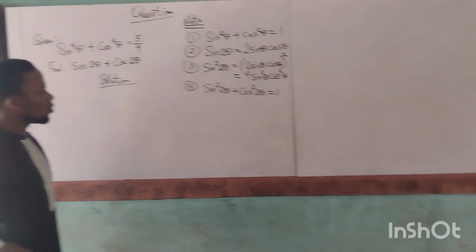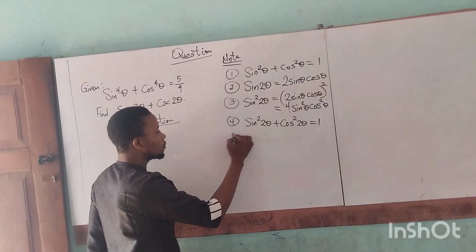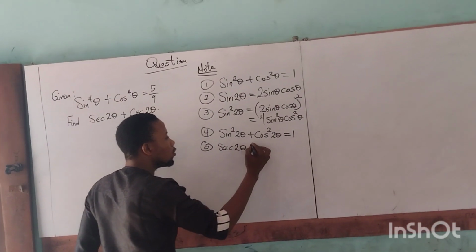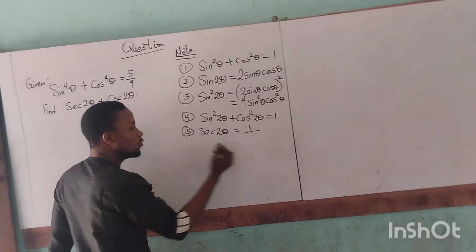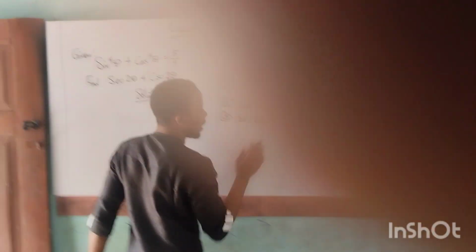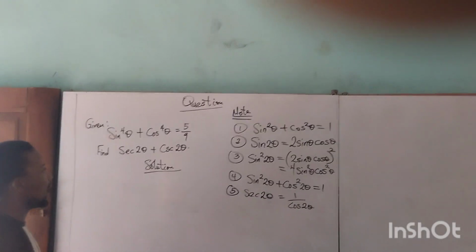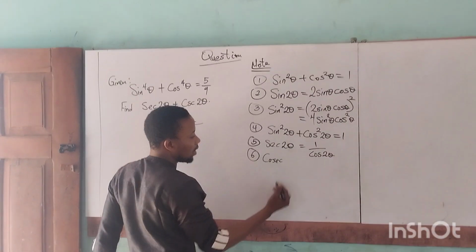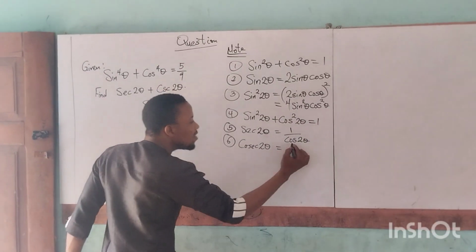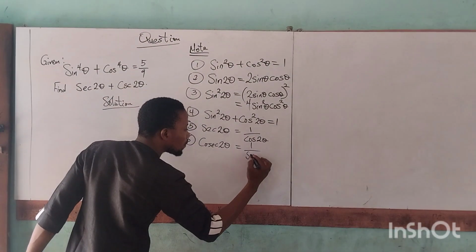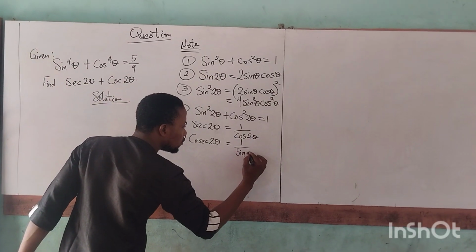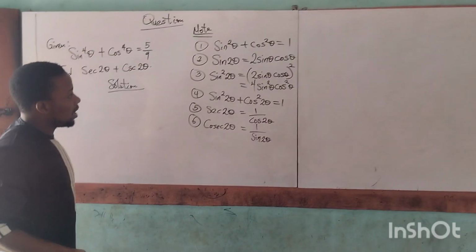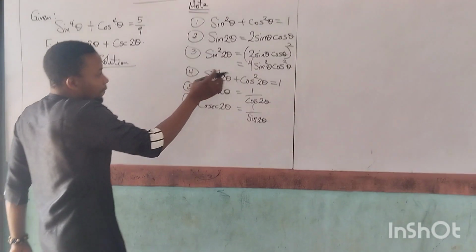And also, you should try and recall that sec 2 theta is equal to 1 over cos 2 theta. That is the meaning of sec theta. Now, cosec 2 theta is equal to 1 over sine 2 theta. Also, there is this one that I believe you should know.